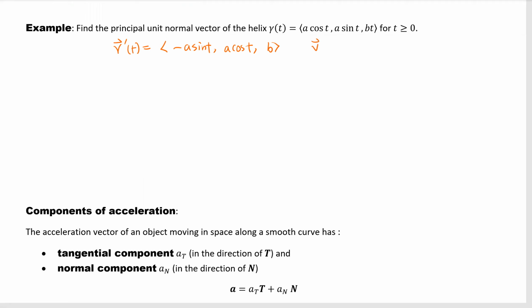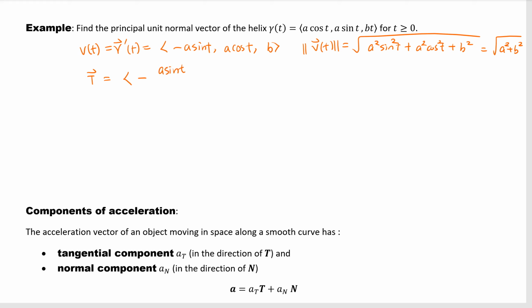So this is the tangent vector, right? What is the speed? Well, this is the square root of a squared sine squared plus a squared cosine squared plus b squared. Because sine squared plus cosine squared is 1, this is just the square root of a squared plus b squared, right? And then what is our unit tangent vector? Well, it is each coordinate divided by the speed.